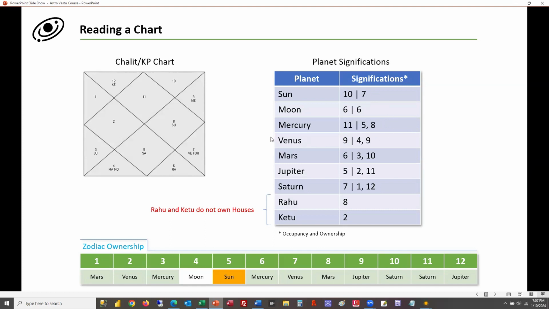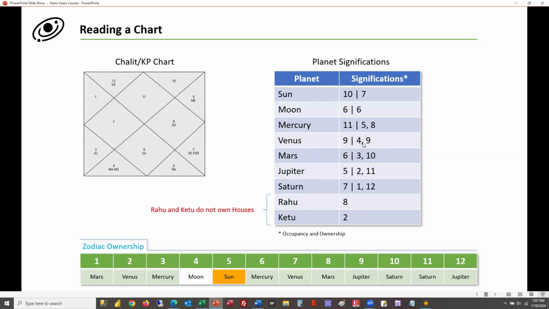Same thing if we, let's say we look at Venus. Which house is Venus in? This is the 9th house. And Venus owns 2 signs, right? Which are those signs? Libra and Taurus. So if you see, Taurus is in the 4th house. And where is Libra? In the 9th house. So Venus will give me results of 9 and 4.